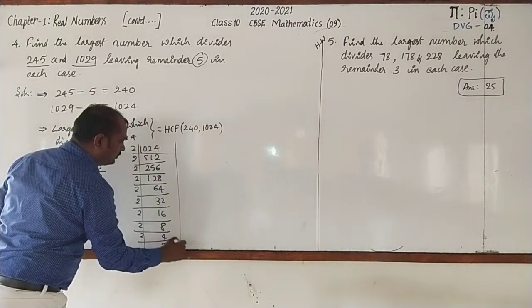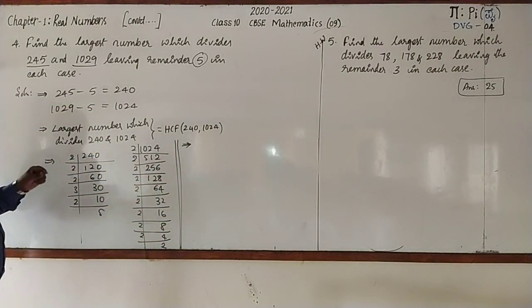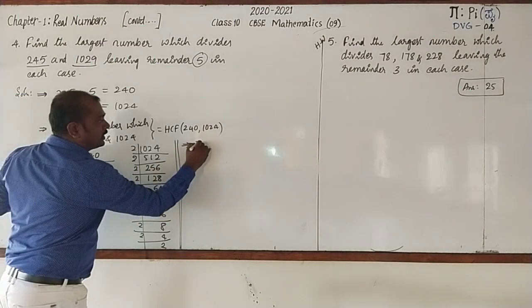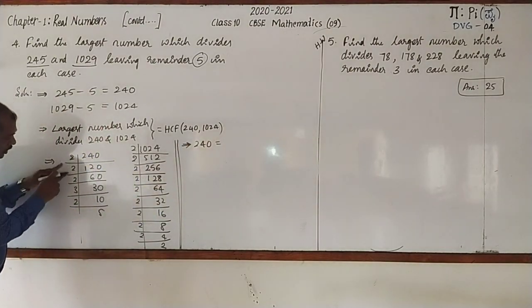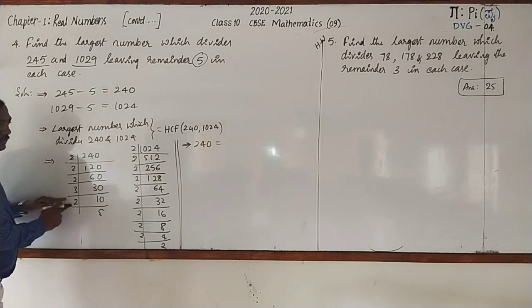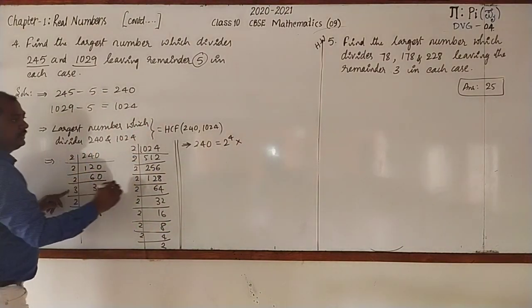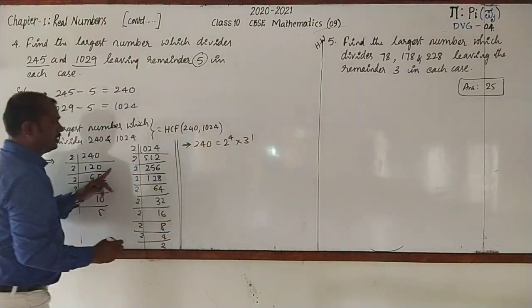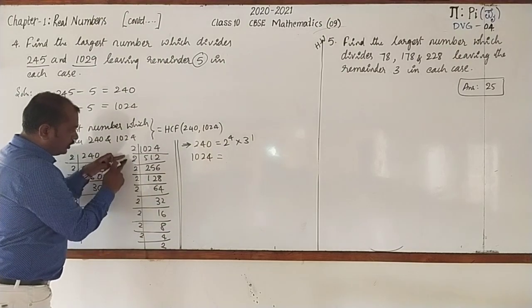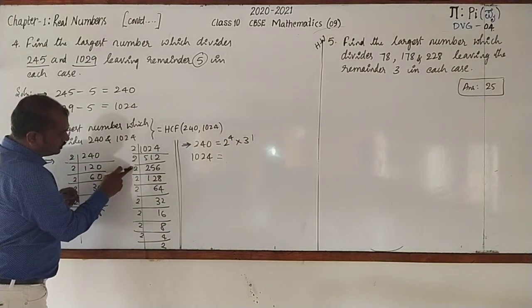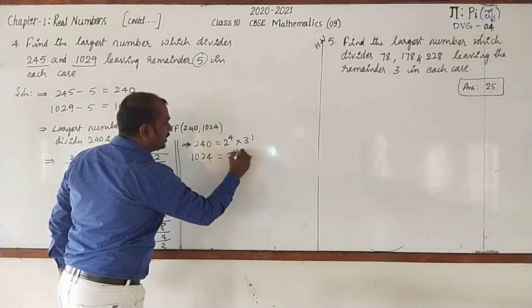Now here I continue this. 240 is equal to, what is its prime factorization? 2, how many times? 1, 2, 3, 4. 2 raised to the power 4 into 3 raised to the power 1. Next, 1024. 1024 is equal to 2 how many times? See that: 1, 2, 3, 4, 5, 6, 7, 8, 9, 10. 2 raised to the power 10.